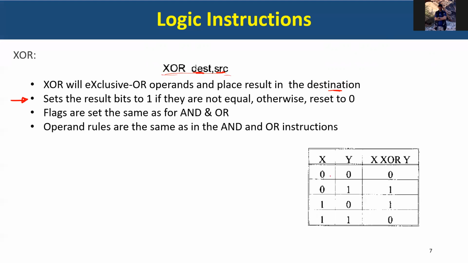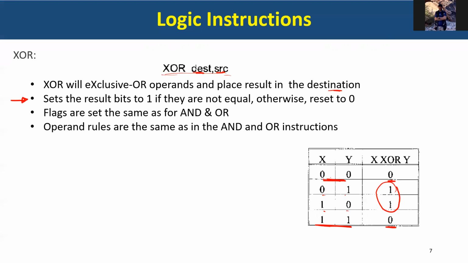The simple rule is very simple. It says if the 2 bits are similar, then the output is 0. If the 2 bits are different, the output is 1. So here, for example, 0 XOR 0 will be 0 because they are similar. 1 XOR 1 is 0 also because they are similar. But 0 XOR 1 or 1 XOR 0, both will be 1s because they are different.